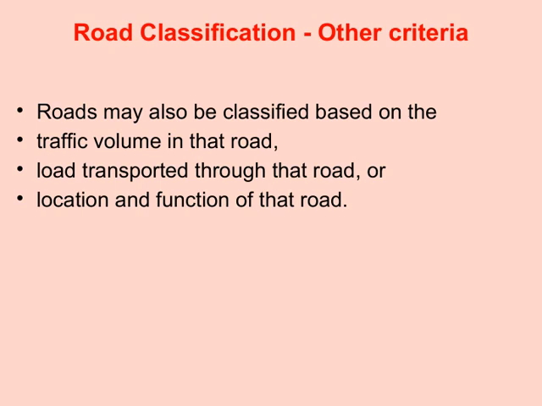Now, let's look at other criteria used for road classification. Besides the physical characteristics, roads can also be classified based on factors like traffic volume, the load they carry, and their location and function. For example, roads with high traffic volumes are often considered major routes, which are crucial for moving large numbers of people or goods efficiently. Similarly, the type of load transported, whether it's heavy freight or lighter vehicles, influences how we categorize these roads. Heavy loads may require stronger infrastructure and different maintenance standards.